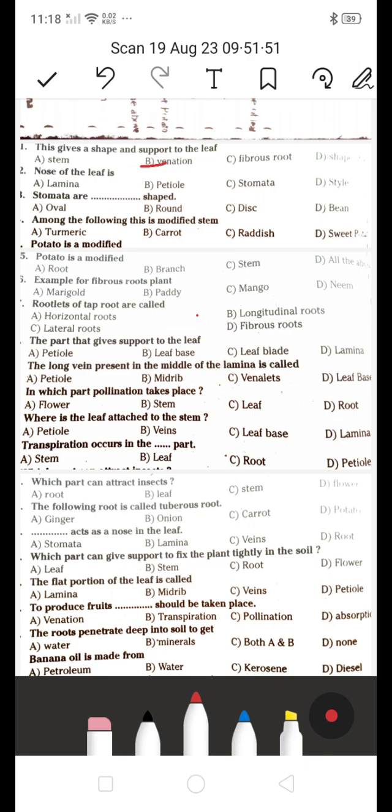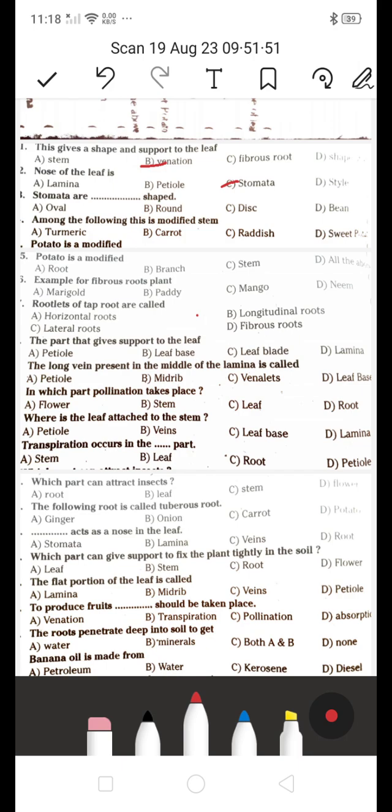Next, nose of the leaf. Is it lamina, petiole, stomata, or style? What is the nose of the leaf? It's a stomata. Stomata are useful for the exchange of gases between the plants and the atmosphere.